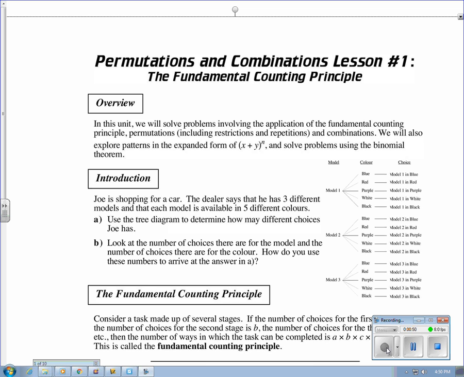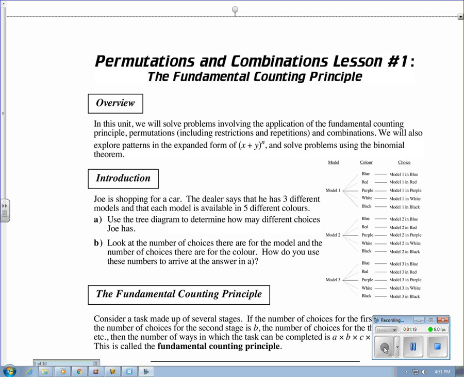Joe's shopping for a car, and he has 3 different models to choose from, and those 3 different models come in 5 different colors. How many choices of cars does Joe have? The tree diagram that's been shown is a nice, very visual way to show the number of opportunities he has. So it's good just to look at one in depth.